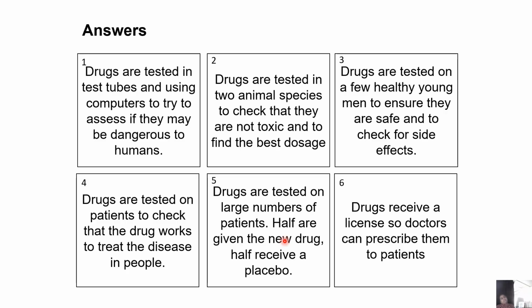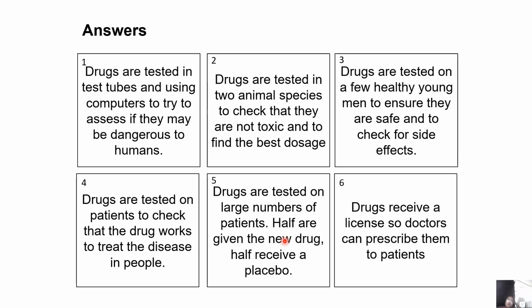So, drugs are tested in test tubes and using computers to try to assess if they may be dangerous to humans. Then, drugs are tested in 2 animal species to check that they are not toxic and to find the best dosage. Then, drugs are tested on a few healthy young men to ensure they are safe and to check for side effects. Then, drugs are tested on patients to check that the drug works to treat the disease in people. Then drugs are tested on a large number of patients.